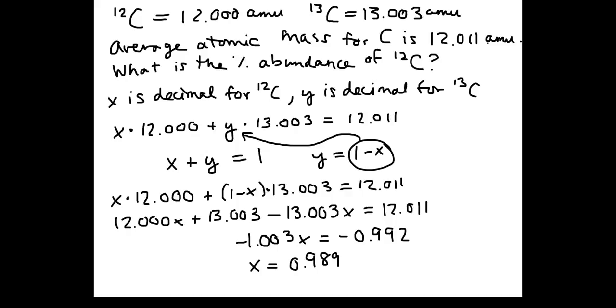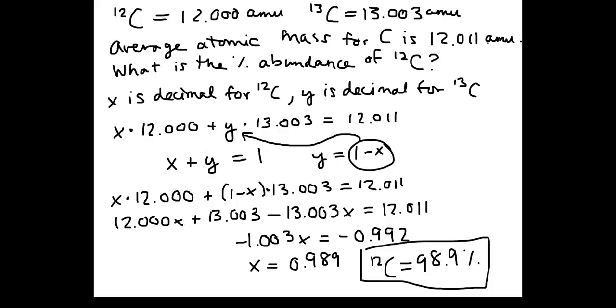C12. Yeah, because x is what we multiplied by carbon 12 initially. So if that's a decimal of carbon 12, what's the percentage of carbon 12? 98.9. So carbon 12 is 98.9%. And that's your answer.